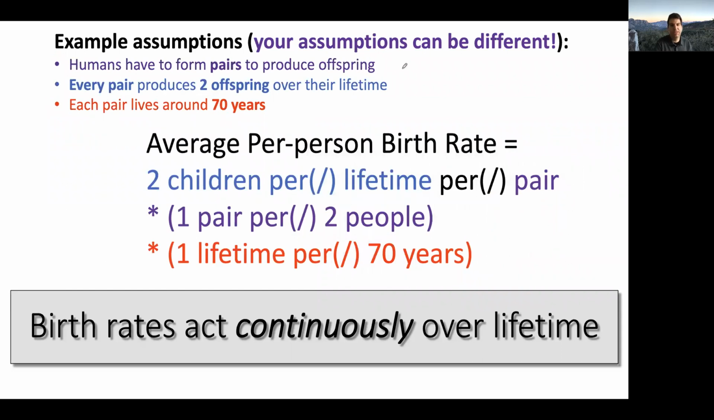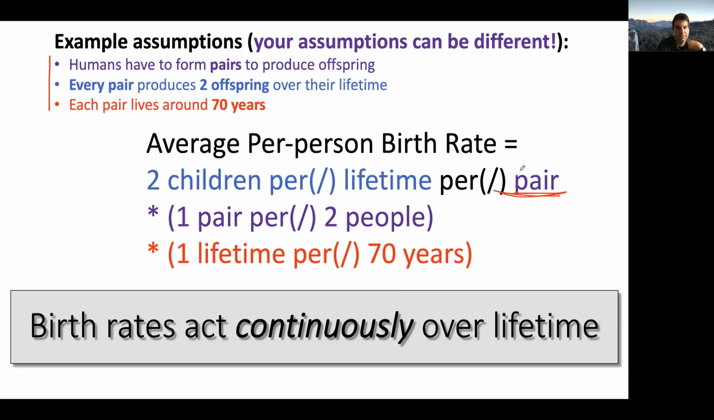So with just these assumptions up here, we come up with this formula. We just turn these assumptions into a formula. Up here, we say that every pair produces 2 offspring, so we just wrote that as 2. That's 2 children per lifetime per pair. Now we need to figure out how many pairs we have. Well, that's 1 pair for every 2 people. So that takes care of the pair.